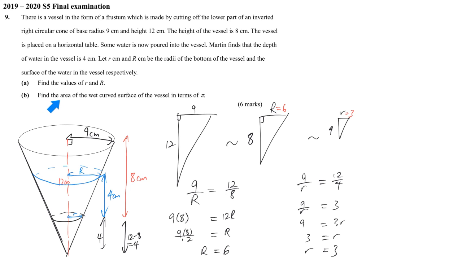After that, in part B, we are going to find out the area of the wet curved surface. You have to realize which area we are finding. We are finding the water wet curved surface. So we are talking about this area. However, there is no formula to get the curved surface area of a frustum. We can just calculate the cone each time. So our strategy is to consider the middle cone's total curved surface area, and then subtract the smallest part here. That's why we can get the blue area.